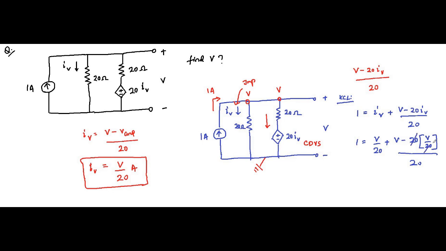Here 20 will get cancelled, V minus V will be 0, so this whole term will become 0. That is very interesting. We will be left with 1 is equal to V by 20. That implies V is equal to 20 volt. This voltage V is equal to 20 volt.